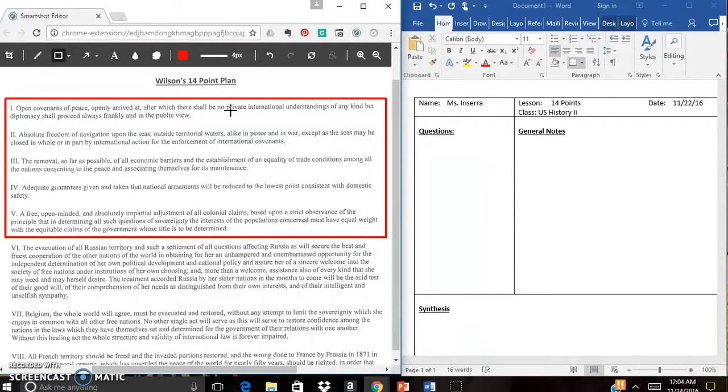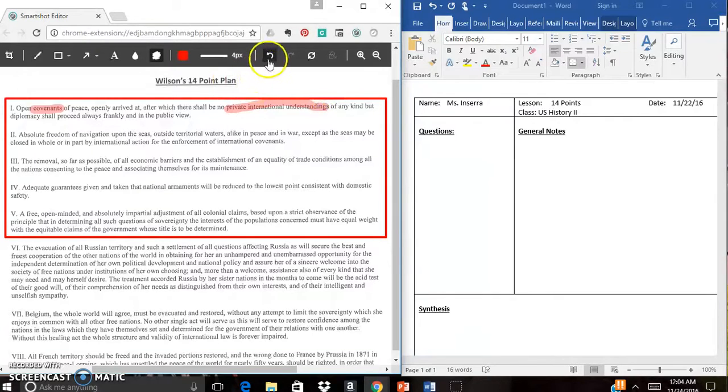So it says, open covenants of peace, openly arrived at, after which there shall be no private international understandings of any kind, but diplomacy shall proceed always frankly and in the public view. So first off, we probably want to note some of the words that we may not be familiar with. So covenant could be a word we may want to highlight. And some important phrases that we may want to also take note of, I think, would be private international understanding.